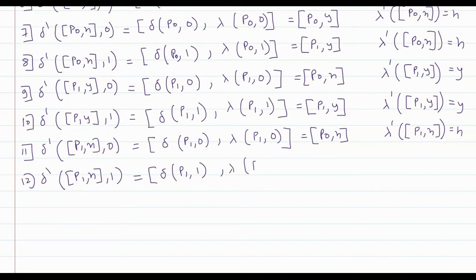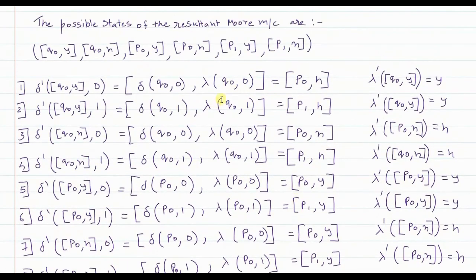And finally for this one, this can be written as delta of state P1 on input 1 comma lambda of state P1 on input 1. Now we have already calculated delta of P1 1 and lambda of P1 1. The answer is P1 y, so I will be writing it here, P1 y, and lambda dash of P1 comma no will be no itself.